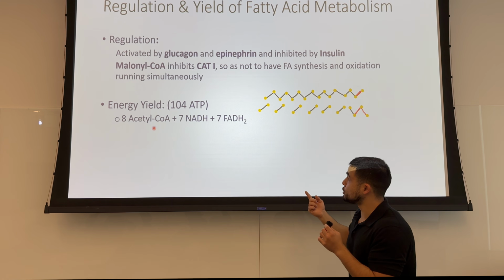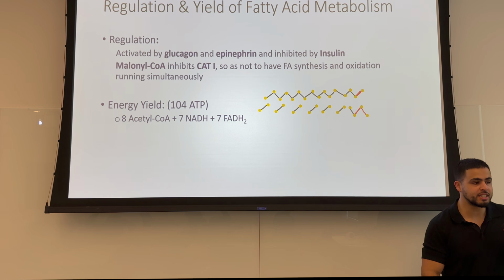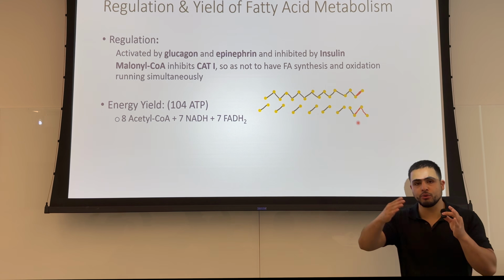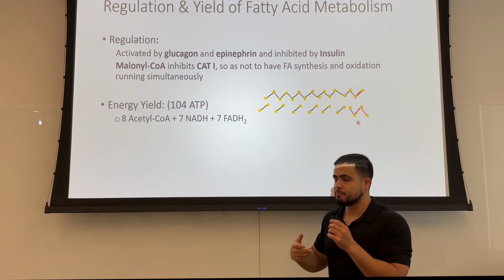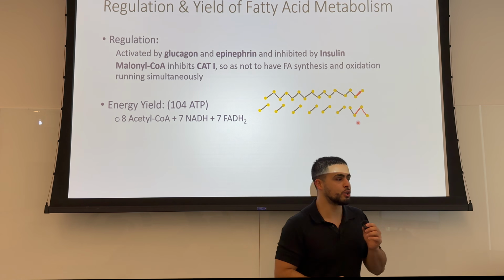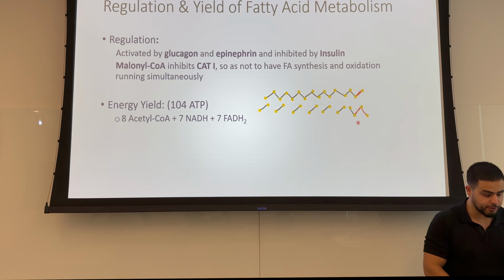NADHs and 7 FADH2s. And that's because if you take a look over here, this is our 16-carbon skeleton, okay? If you were to break down this first one, so there's one round of breaking, 2, 3, 4, 5, 6, and then that very last one, when you break down number 7, you're going to get two carbon molecules over there. So that's why you end up with 8 acetyl-CoAs, but you're only doing it 7 times, so you get 7 NADHs and 7 FADH2s.